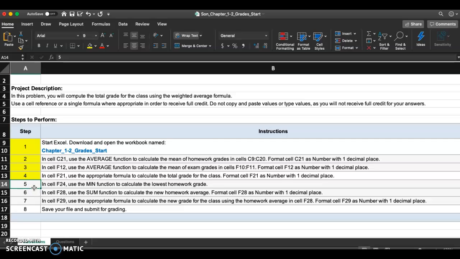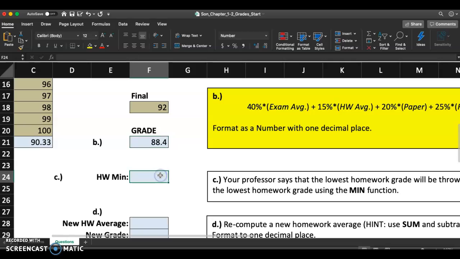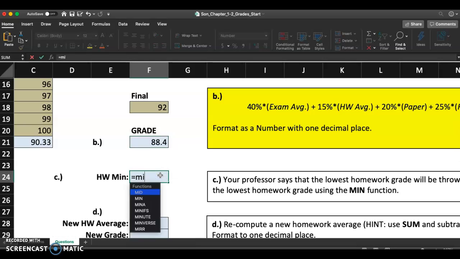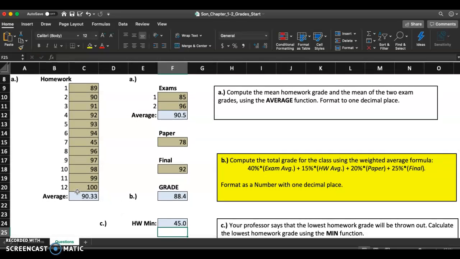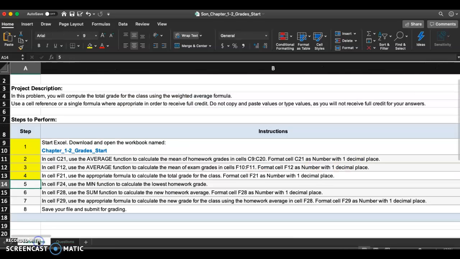Step 5. In cell F24, use the MIN function to calculate the lowest homework grade. I know what it is already. It was that 45 that we saw on the seventh homework. But let's use that MIN function in cell F24. Right here, they want you to use the minimum function, equal sign, MIN. Click on the function name, and for the minimum of homework, your range should be these right here, C9 to C20. If you hit enter, what number are we expecting to see? We should see 45, and we do. Now, hold on, I forgot, did they want the number formatted to one decimal place? Let me read it. They didn't say anything like that, but I found it, so that's good.